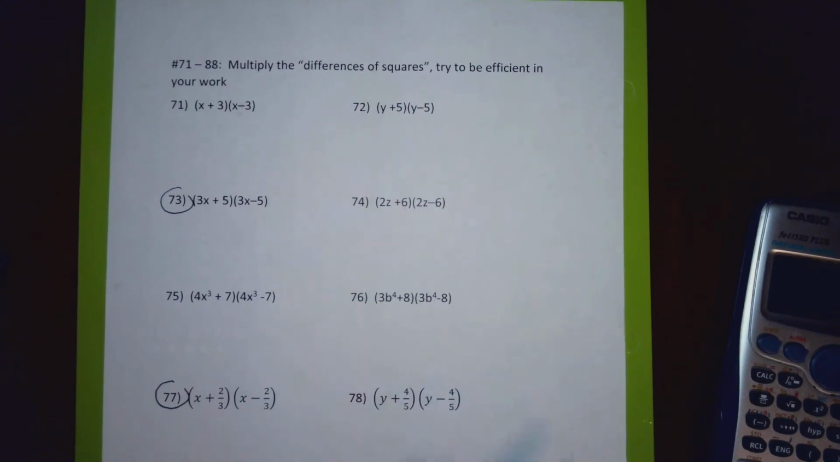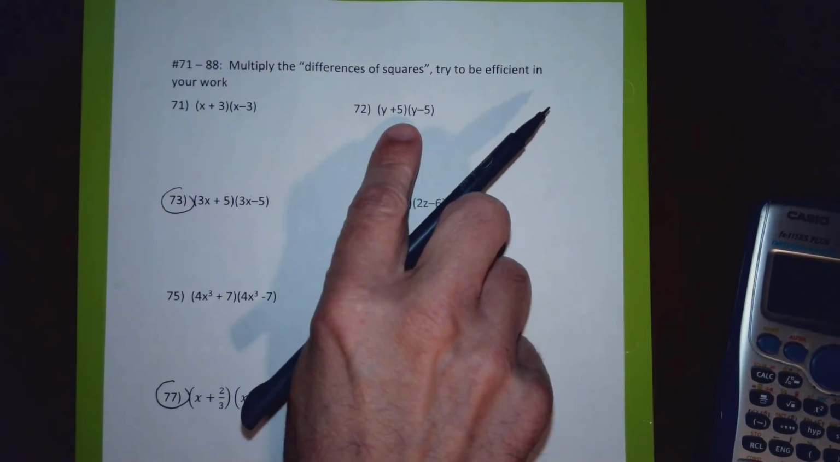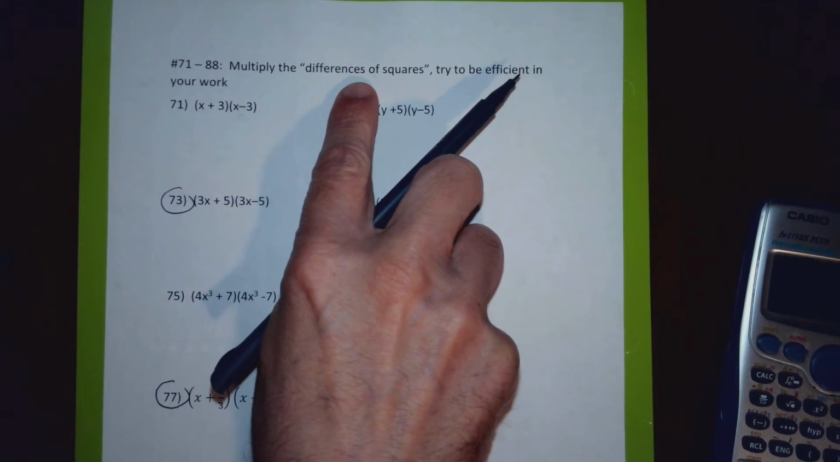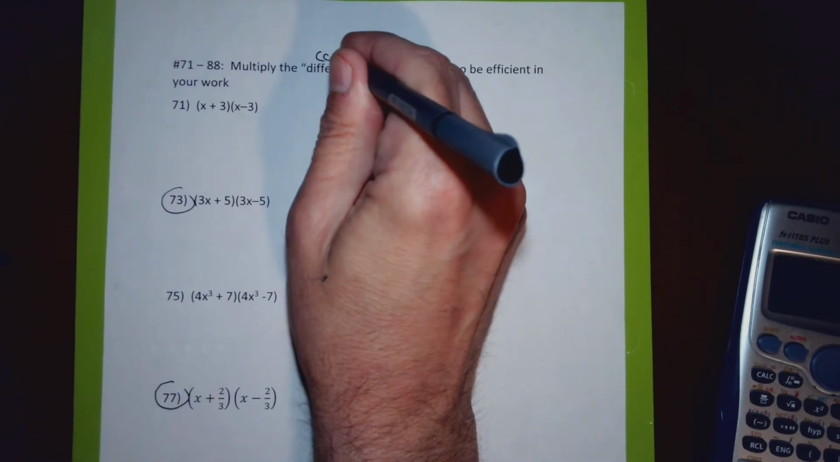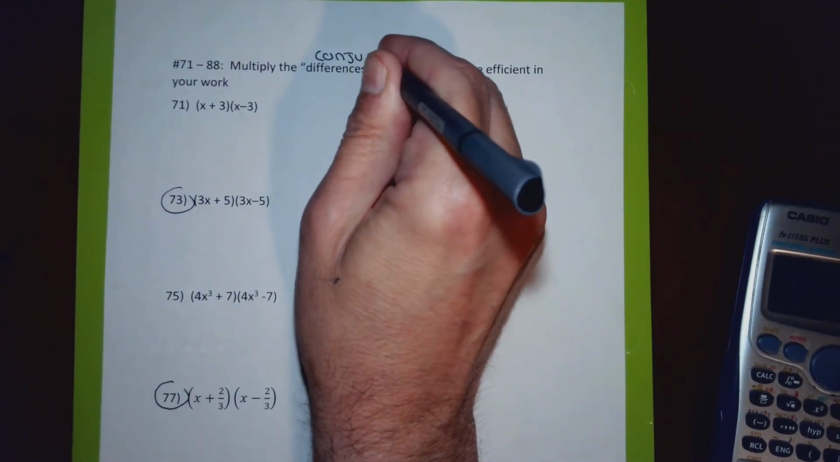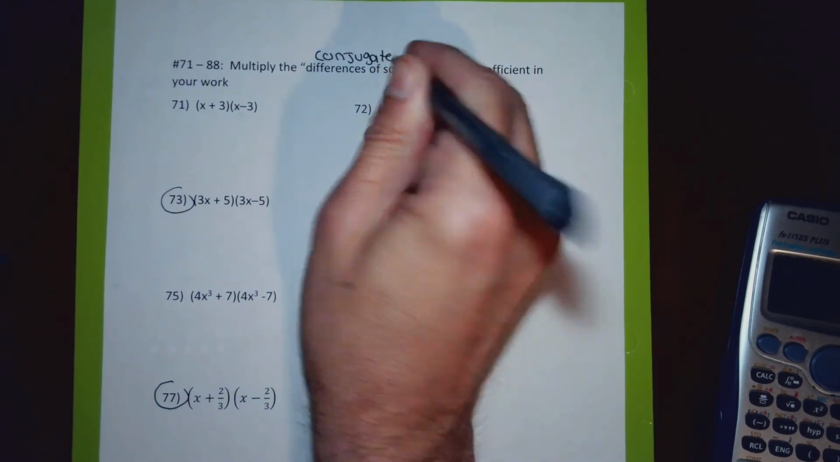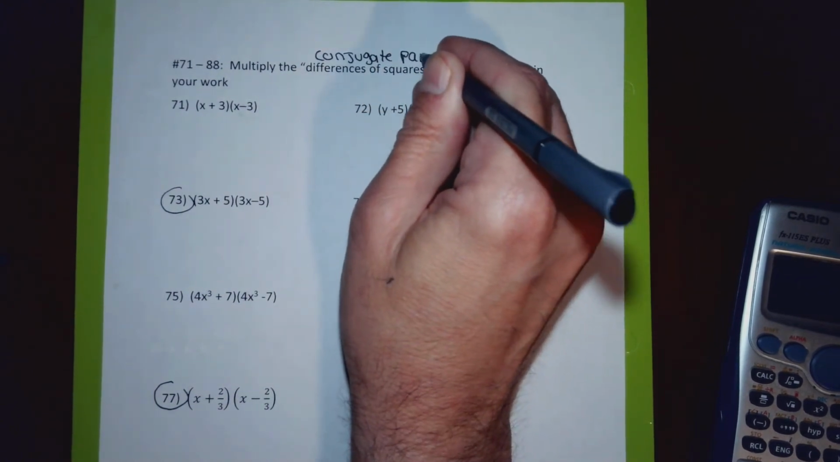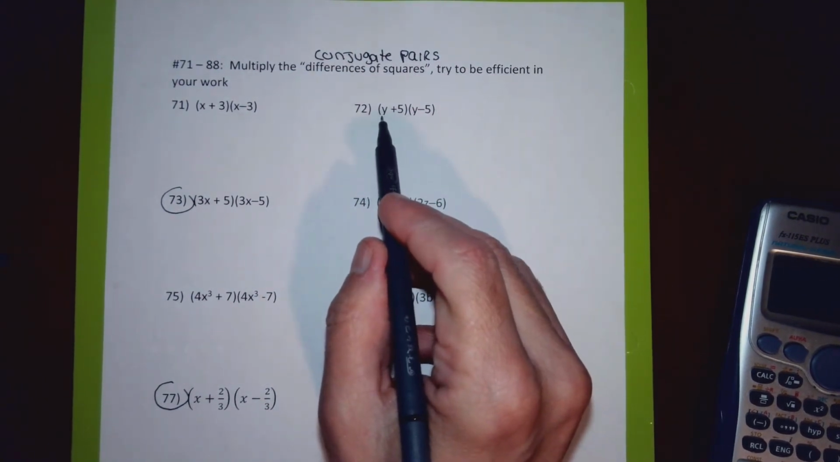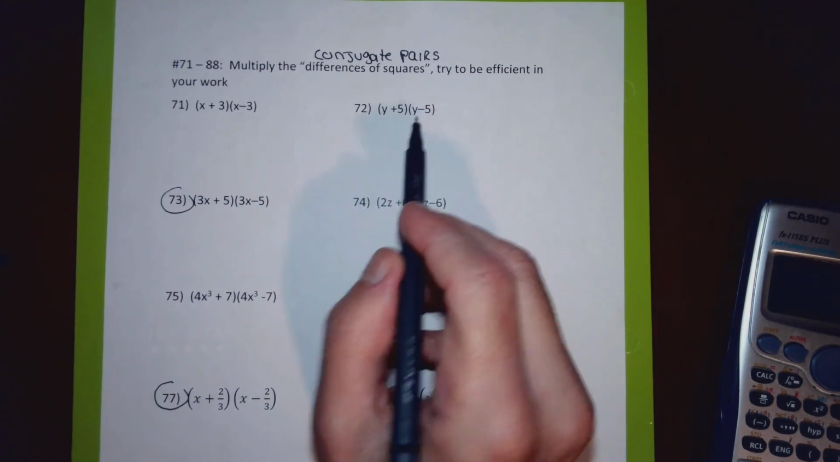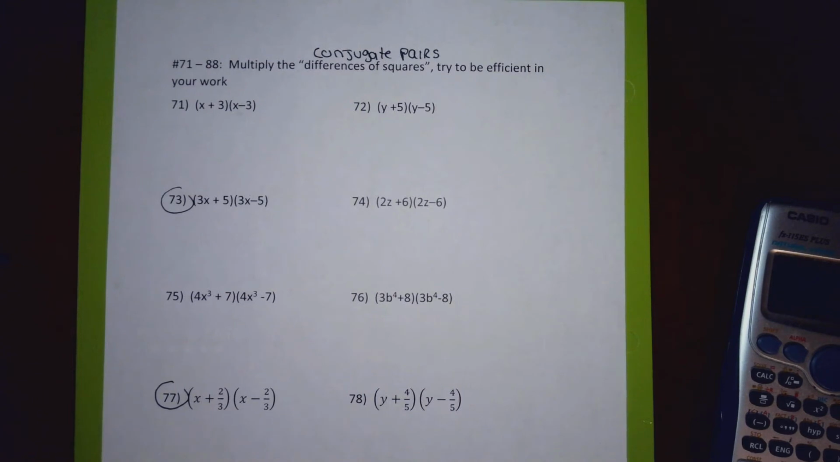So these are all 71 through 88 are multiplying conjugate pairs. Sometimes we also call those difference of squares, and that has to do with something that we get in chapter 1. It's just introducing some terminology. When we have the multiplication of two binomials that are identical in terms of the variables, a y and a 5, a y and a 5, and have opposite signs, we either call those conjugate pairs or difference of squares.